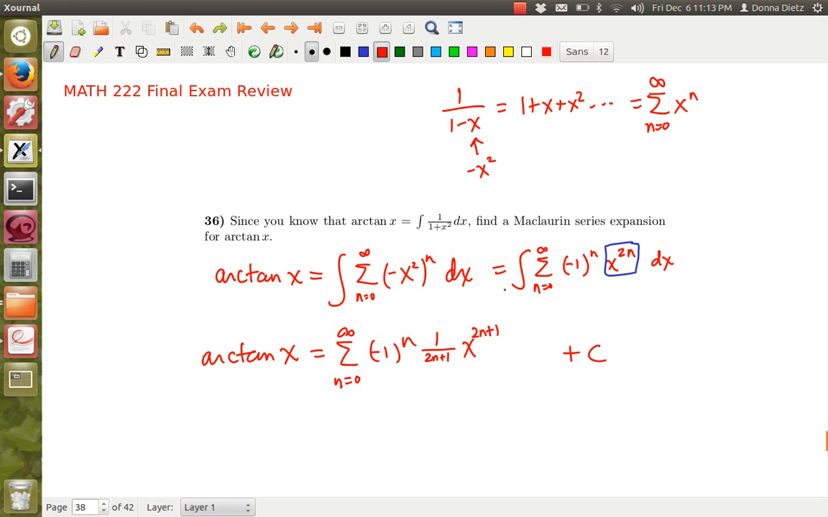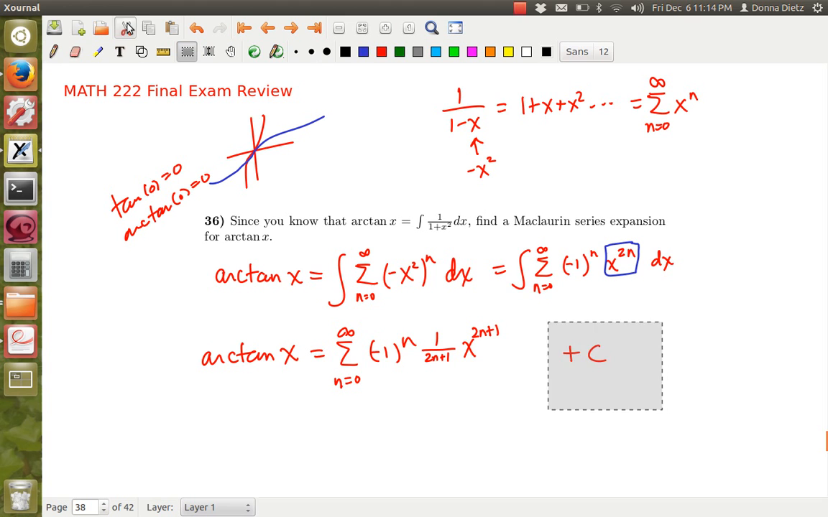Okay, and so that's not that exciting. Ah, yes, but what is the plus c? Well, we know that tan of 0 equals 0, so that means arctan of 0 equals 0. So tan and arctan, one is just the inverse of the other. They both go through the origin. So tan is going to look like that, and arctan is going to look kind of like that. Pardon the bad picture, but that's roughly what it looks like. So that means that this constant is gonzo. Goodbye.